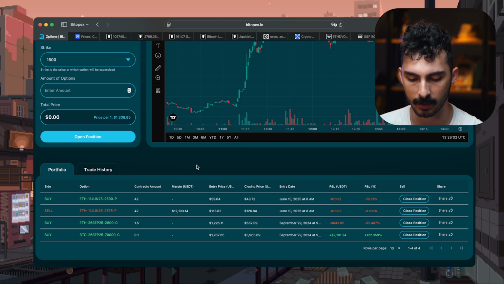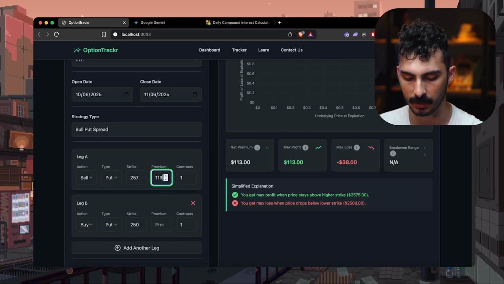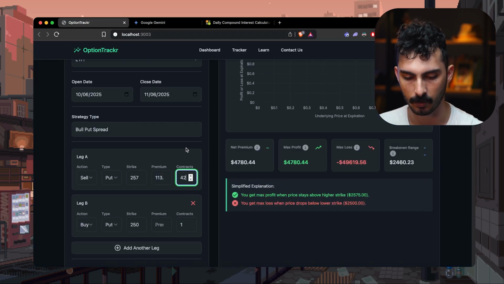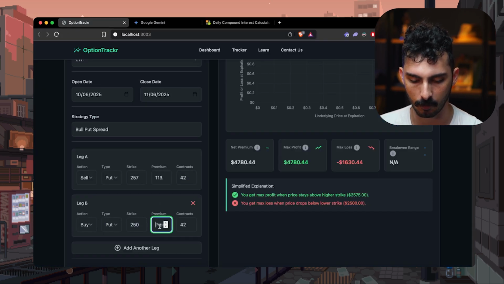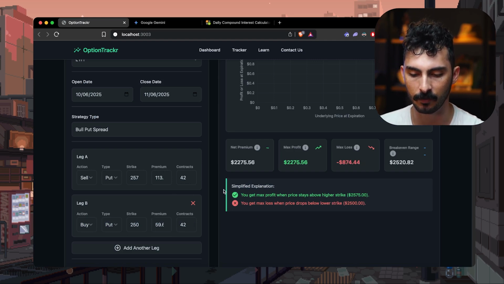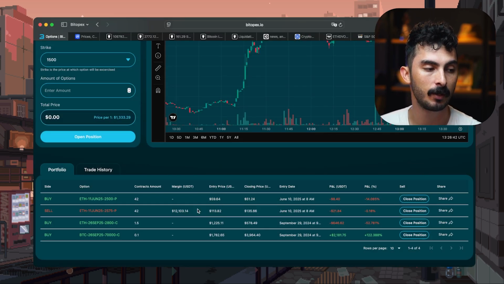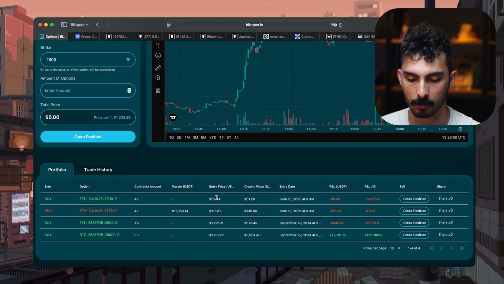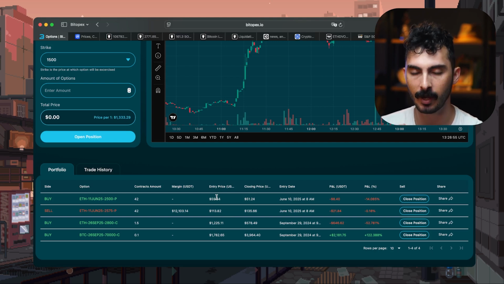So 113.82 and here 113.82. Contracts. It is 42 contracts. So 42 here 42 as well, and here 59.64, 59.64. So here's something that I need to fix. You can see that these numbers that are shown right here are for the whole position, but my spreadsheet is multiplying that by 42. So I need to actually divide these numbers by 42 so I can have the entry price instead. So I'm going to do that real quick.